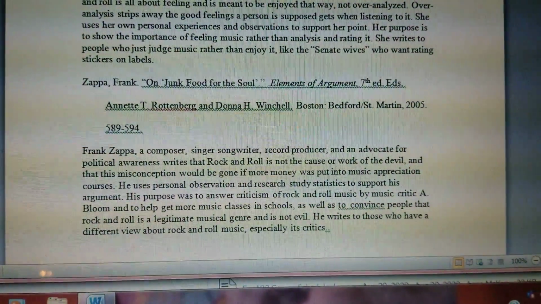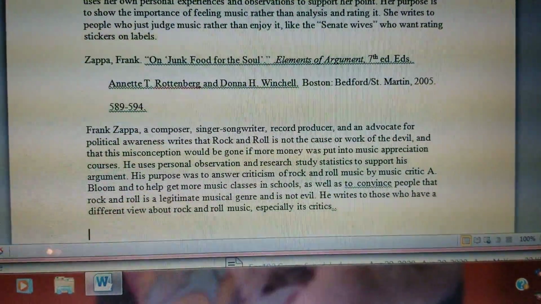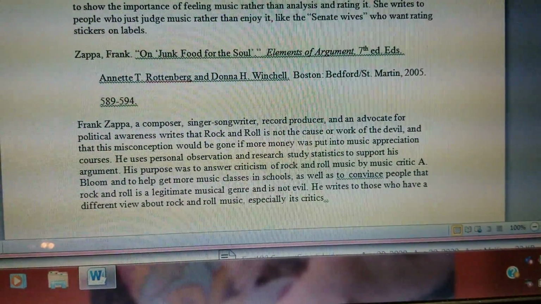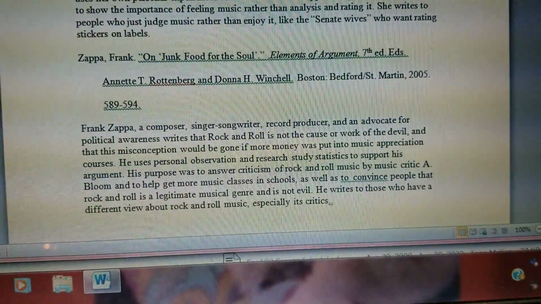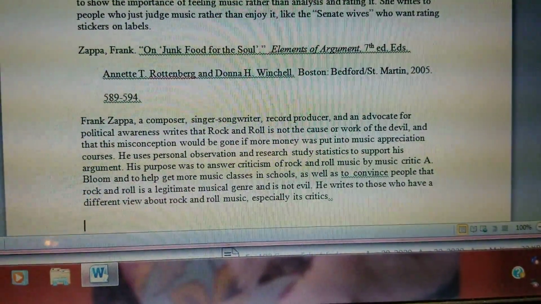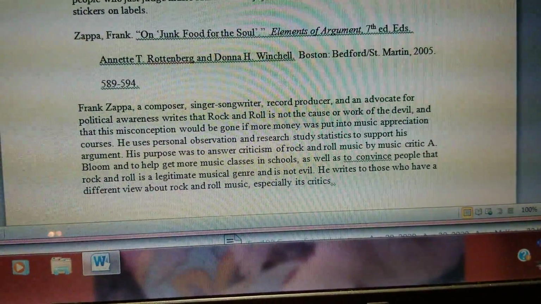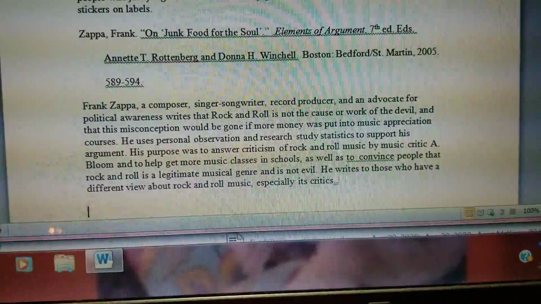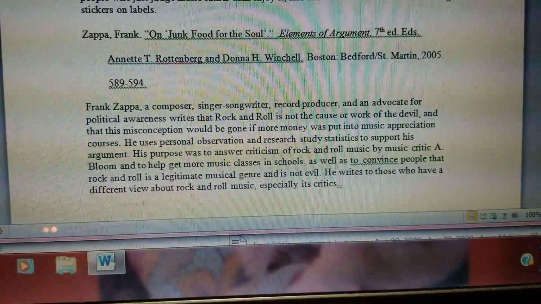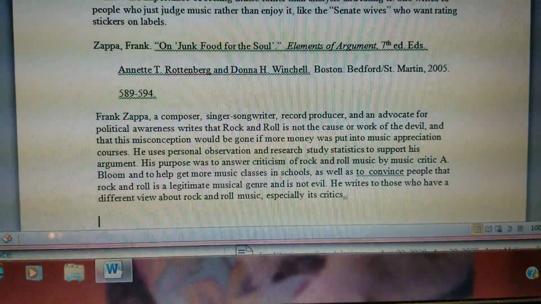Frank Zappa, a composer, singer, songwriter, record producer, and an advocate for political awareness, writes that rock and roll is not the cause or work of the devil, and this misconception would be gone if more money was put into music appreciation courses. He uses personal observation and research study statistics to support his argument. His purpose was to answer criticism of rock and roll music by music critic Abe Bloom, and to help get more music classes in school, as well as to convince people that rock and roll is a legitimate music genre and not evil. He writes to those who have a different view about rock and roll, especially its critics.